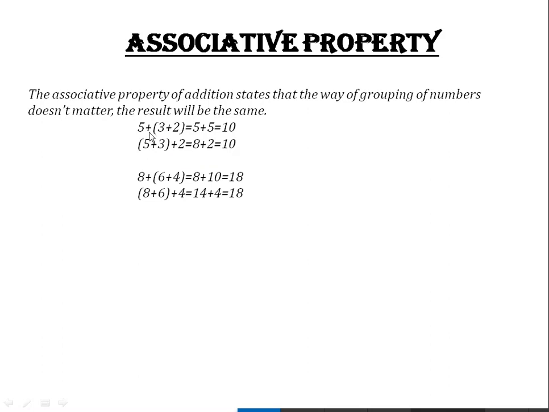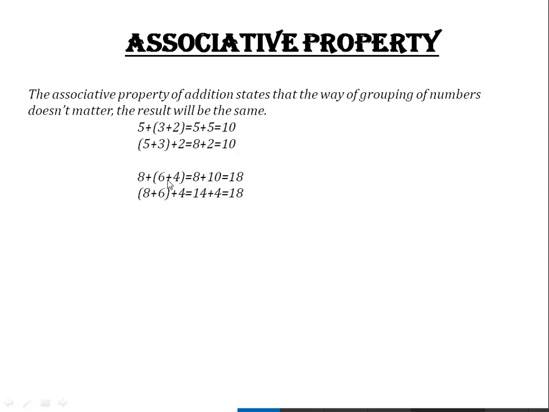5 plus 3 plus 2. 3 plus 2 is 5. So I can write it as 5 plus 5 equal to 10. Now I changed the grouping to the first and second term. 5 plus 3 plus 2. That is 8 plus 2. Again it is 10. Let us see another example.